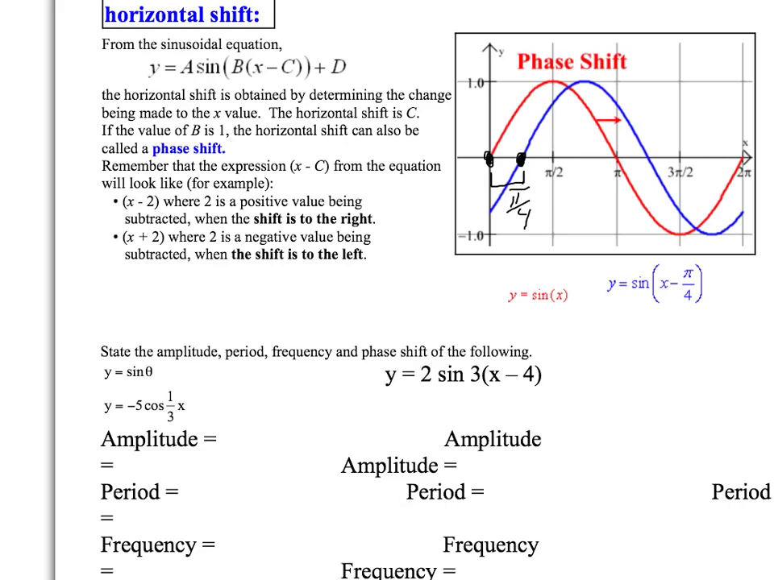I always look to see where it starts versus where it should have started. So this moved right a distance of pi over 4. The way we write that in an equation is that minus pi over 4 in parentheses.